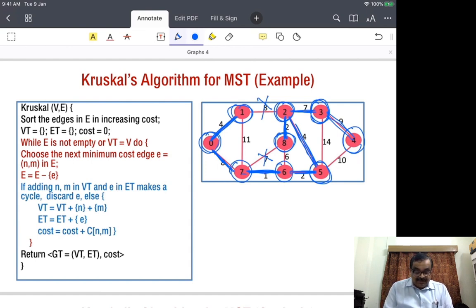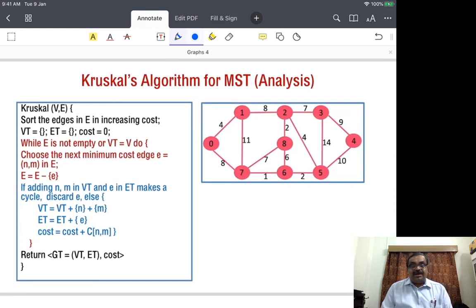Again to repeat, initially I sort all the edges. While E is not empty, I choose the next minimum edge. I remove that from the original set of edges, and I check whether a cycle is formed. If a cycle is formed, I discard E. If a cycle is not formed, I include the edge and I include the vertices if they are not already included. I add the cost. And at the end, I return the total cost.